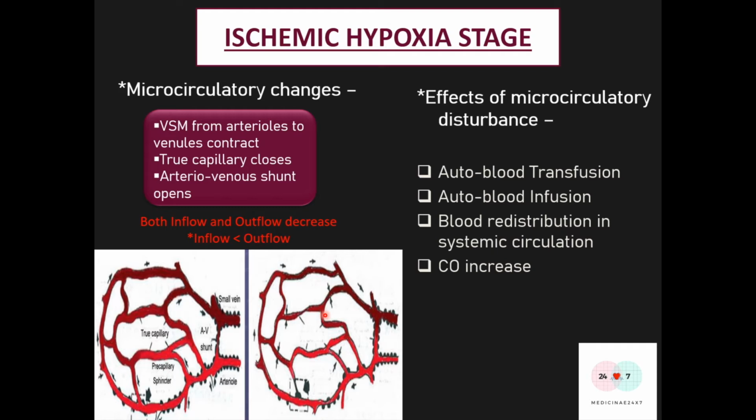The cardiac output increases as we mentioned before, and as a result of the pathogenetic mechanisms seen in the ischemic hypoxia stage, there is an increase in the total peripheral resistance, or increased TPR.